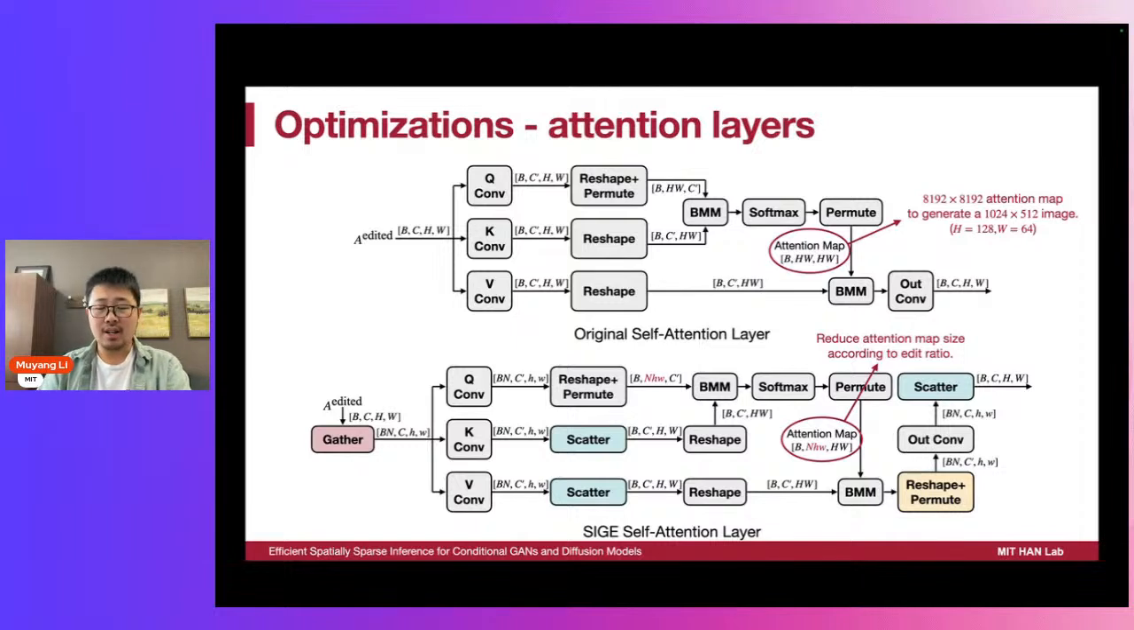And we also have some other kinds of optimizations, such as the normalization layer removal and kernel fusion, and you can refer to our papers for more details.